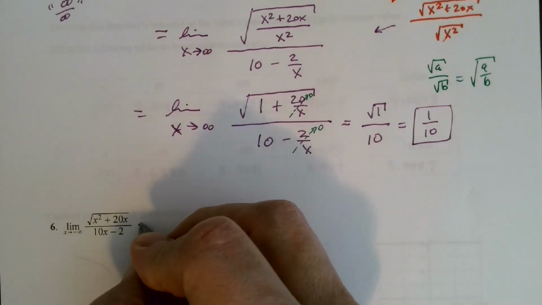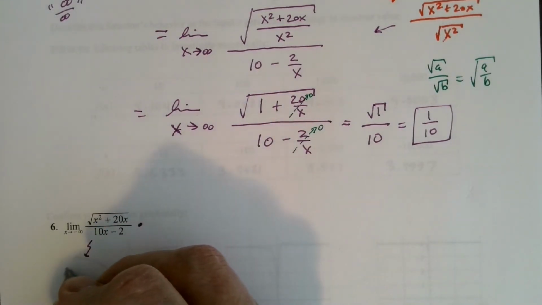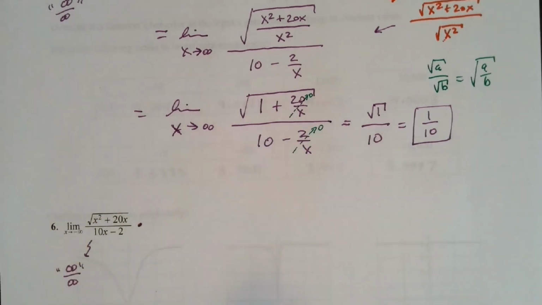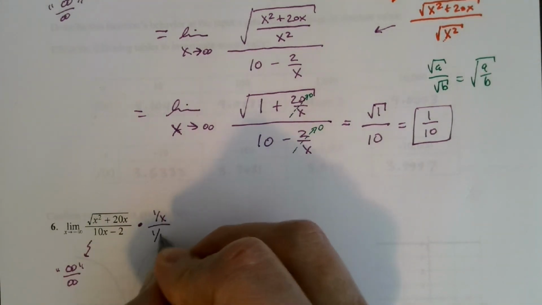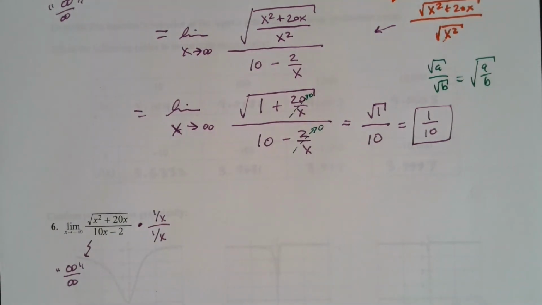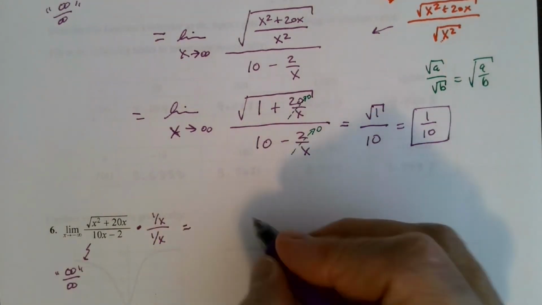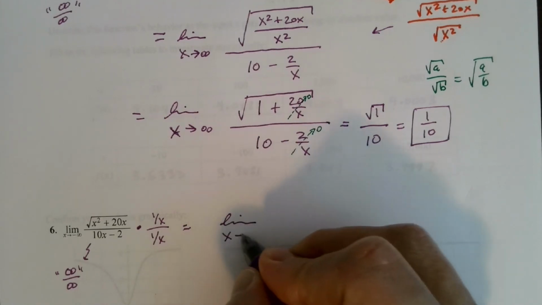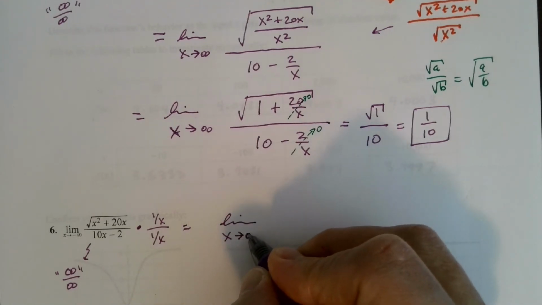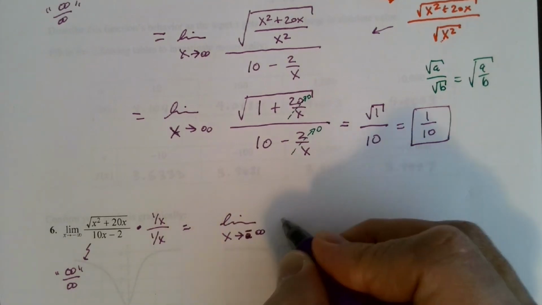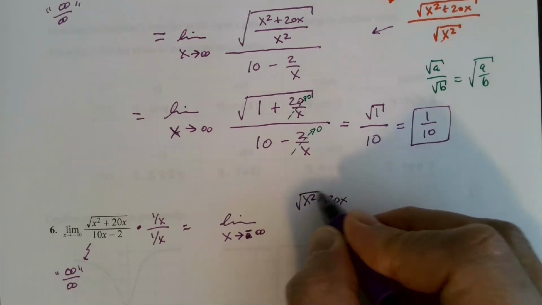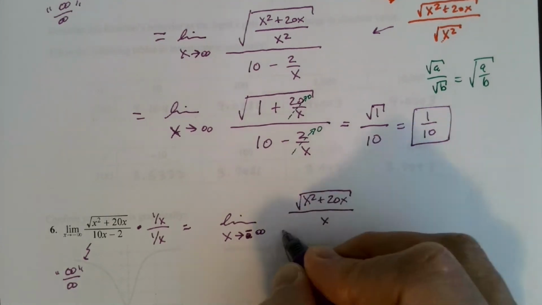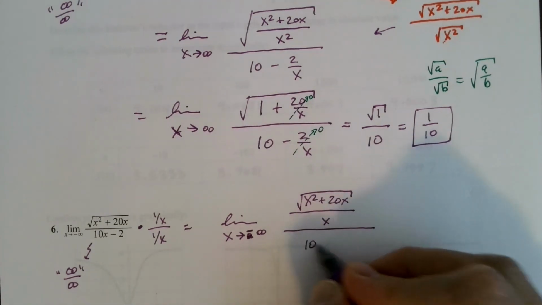But we're going to proceed the same way. I'm going to do the same thing now. Again, this is going to be infinity over, technically negative infinity, but we'll just do infinity over infinity. It's indeterminate. I'm going to multiply by 1 in the form of the reciprocal of x in the numerator and in the denominator. And basically we get the same thing. This is negative infinity. We get the same thing that we had up here, x squared plus 20x divided by x, and then I get 10 minus 2 over x, right?